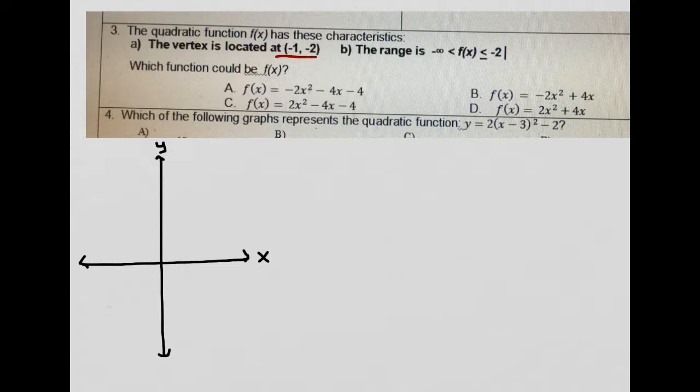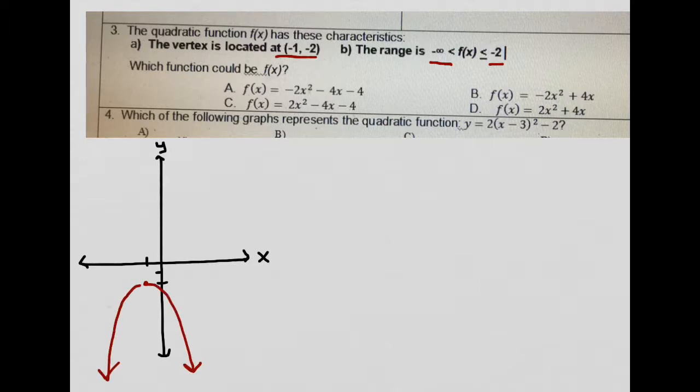So I'm going to go over -1, down -2, and mark my vertex. And it says my range is from -infinity to -2. So if you think about that, that means that my graph starts down here somewhere, and its highest spot is here. So what that tells me is that my graph is going to be opening downward.